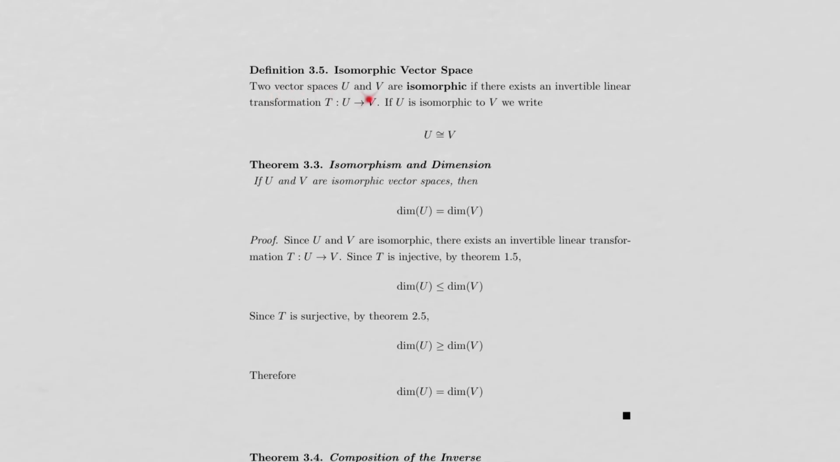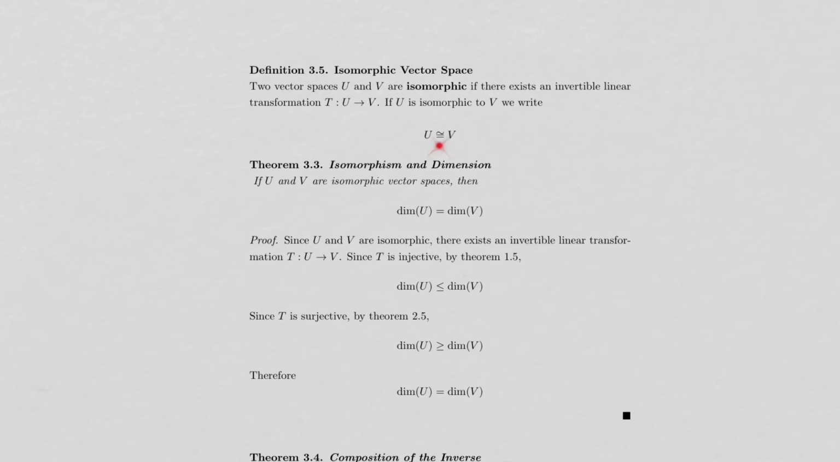We'll say that two vector spaces U and V are isomorphic if there is some linear transformation T that is invertible that maps from U to V. In other words, U and V are isomorphic if there's an isomorphism, namely T, between them. And we use this notation to say that U is isomorphic to V.